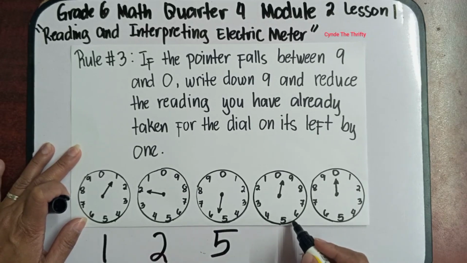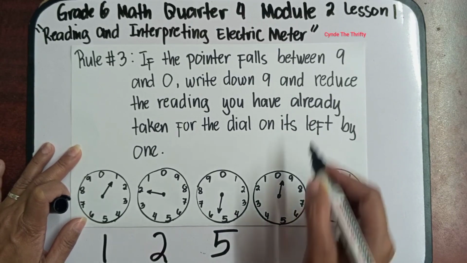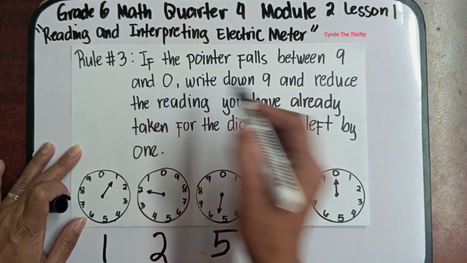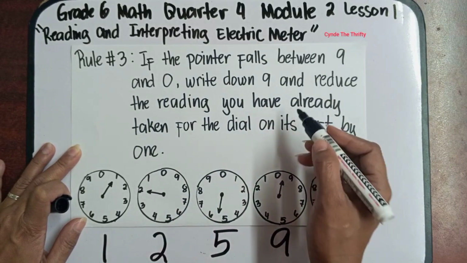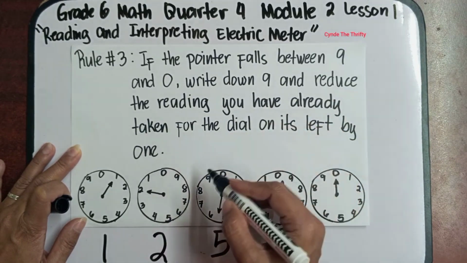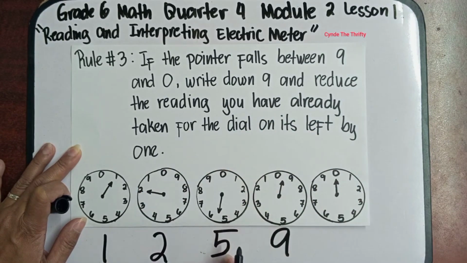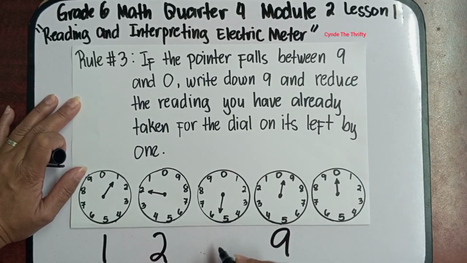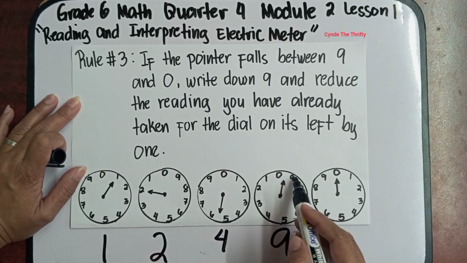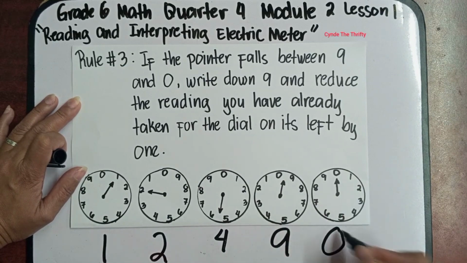And then dial number 4, saan siya nakasulat? Between 0 and 9. According to our rule number 3, kapag between 0 and 9, ang isusulat natin is si 9. Pagkatapos, ang gagawin natin sa dial na nasa left side is i-reduce natin by 1. So, ibig sabihin si 5 is magiging 4. So, si 5, gawin nating 4 kasi mag-reduce tayo ng 1 kasi between 0 and 9 yung nasa 4th dial natin. And then last is nasa 0.